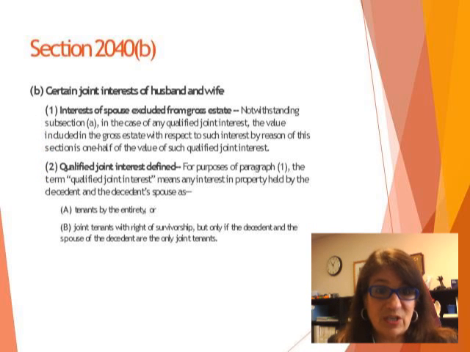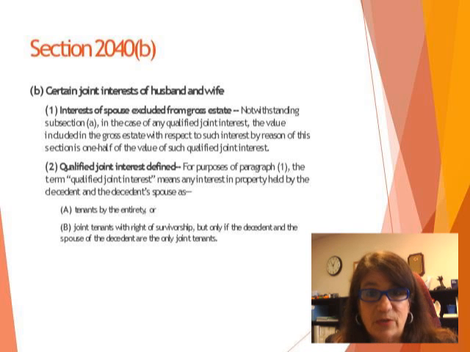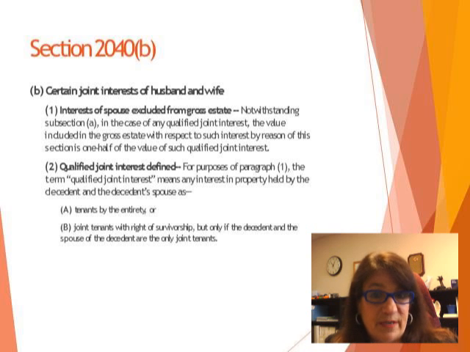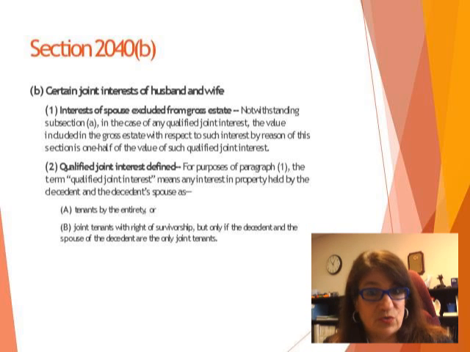We'll start with B because that's actually the simpler rule. B is the part that applies to joint interests of husband and wife. This is notwithstanding subsection A, so we're going to ignore A. In the case of any qualified joint interest, the value included in the gross estate with respect to such interest by reason of this section is one-half the value of such qualified joint interest. And then it tells us that a qualified joint interest is a joint interest between married people, whether it's a joint tenancy or a tenancy by the entirety.